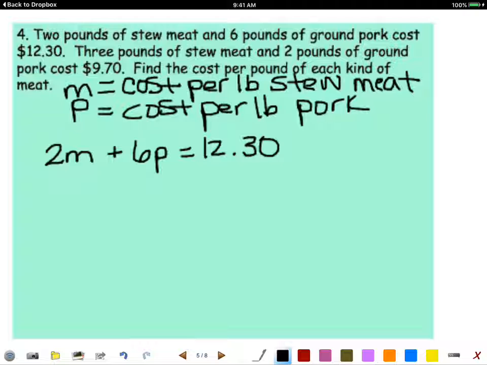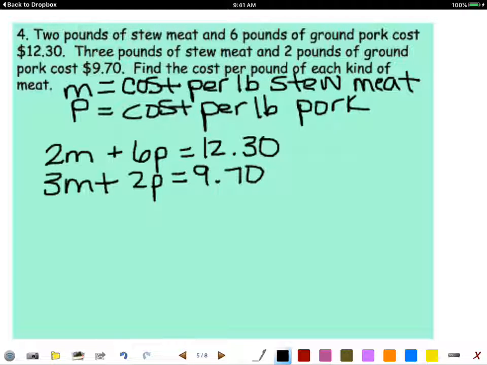Okay, second one. 3 pounds of stew meat. 3M plus what? 2P equals? Okay. So if we have to figure out the cost for each of those, that means we have to figure out what M is and we have to figure out what P is. We know how to do this. Look at those two equations.